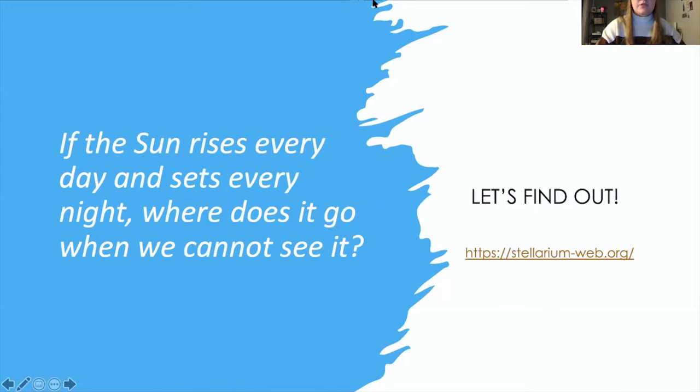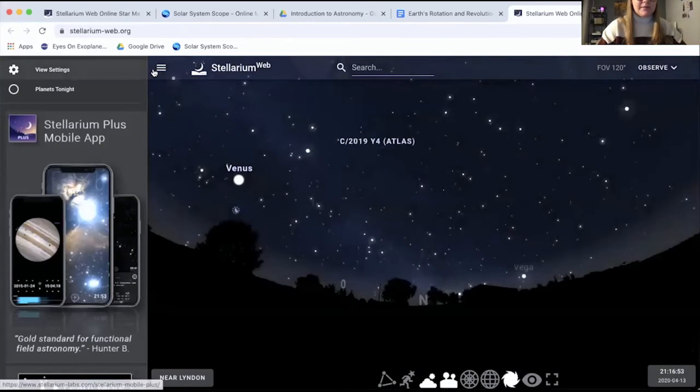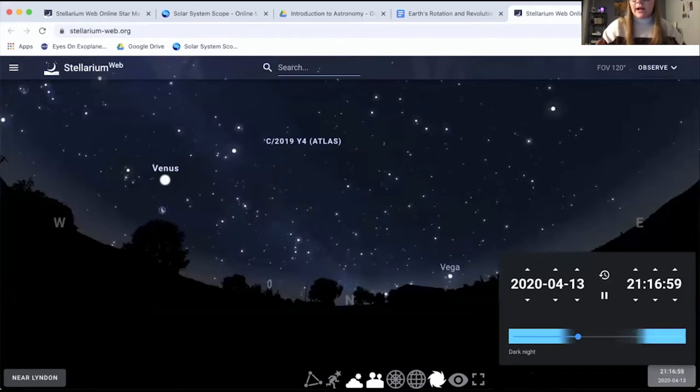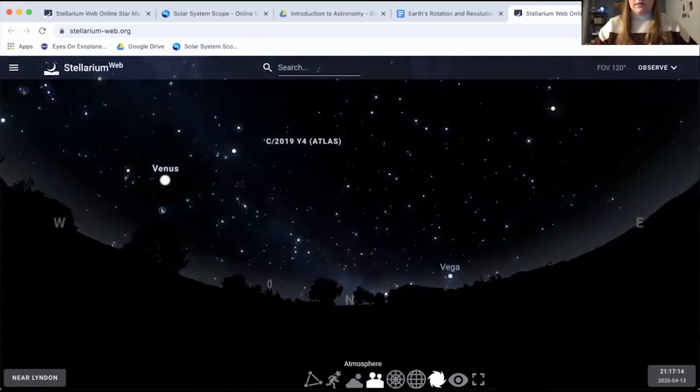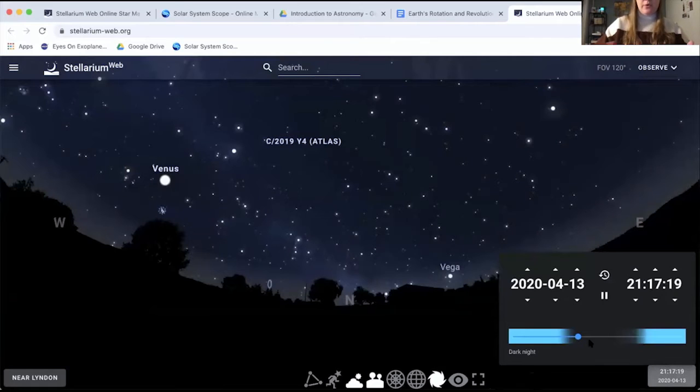And let me do a new share, and we're going to go to Stellarium. This is also going to be on your homework. This is something that's pretty useful. So this is what I'm seeing right now. It is 4/13/2020 at 9:17. And so this is the sky. And I'm just going to turn off the atmosphere. Actually, no, I'll keep it on, as I'm going to move forward through time.